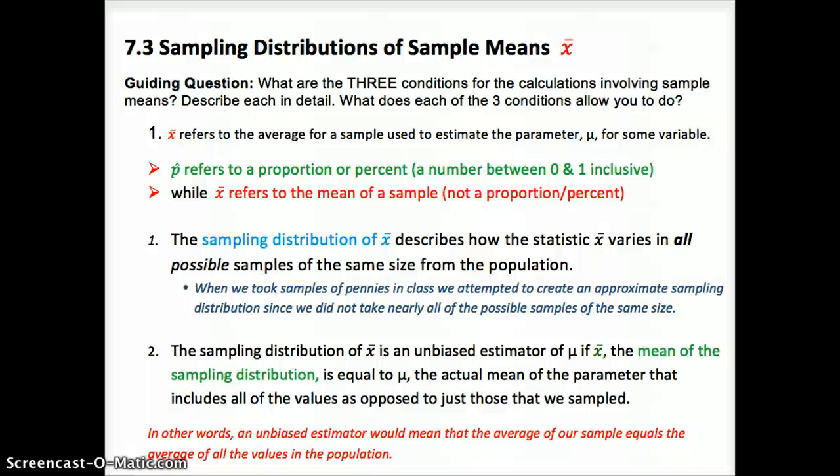which is all about sampling distributions of sample means. We looked at sample proportions and general rules about what a sampling distribution is. 7.3 is all just about sample means.